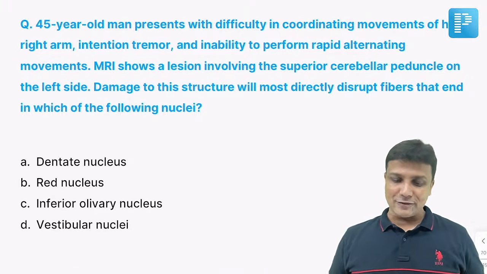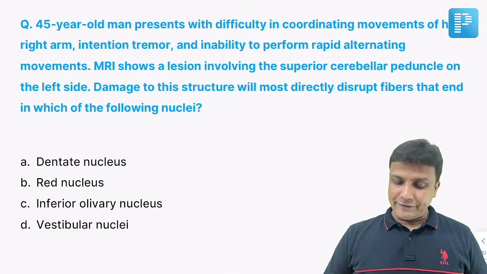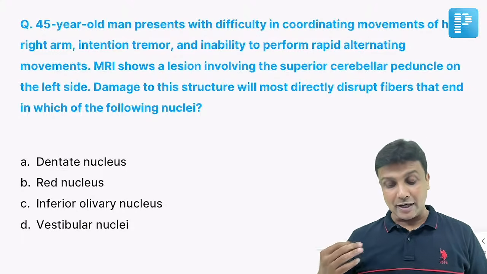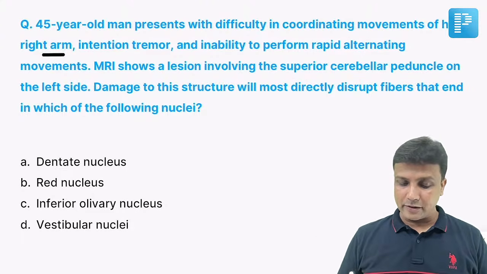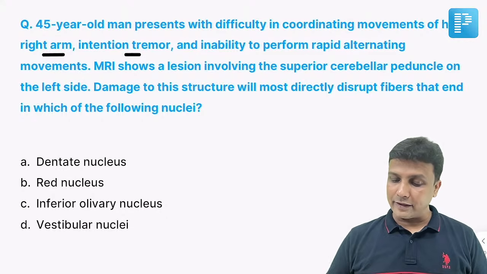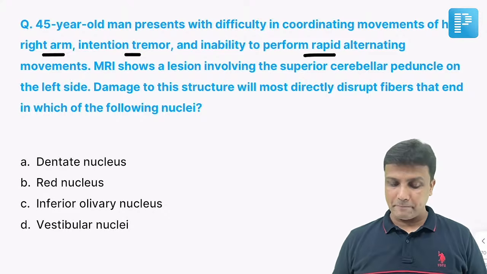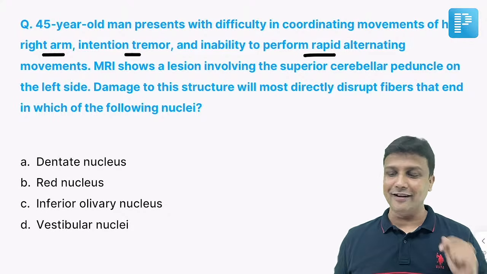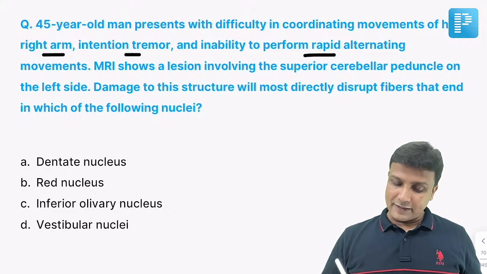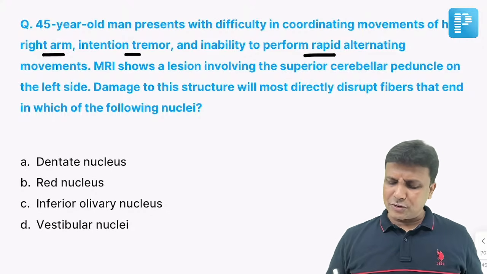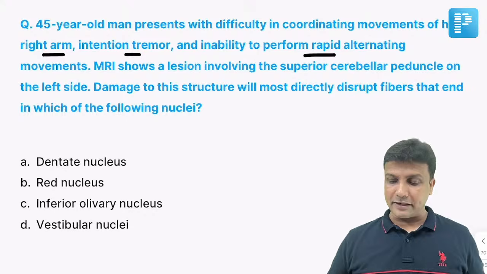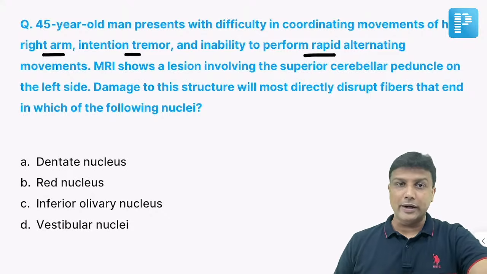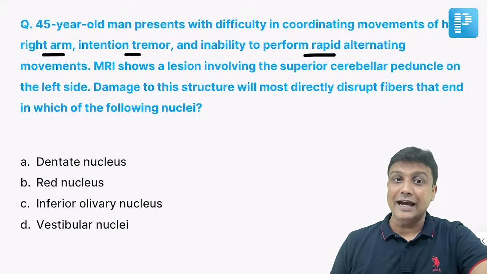Let us go to the next question right now. A 45-year-old man presents with difficulty in coordinating movements of his right arm, intention tremors, and inability to perform rapid alternating movements. MRI shows a lesion involving the superior cerebellar peduncle on the left side. Damage to this structure will most directly disrupt the fibers that end in which of the following nuclei? Is it the dentate nucleus, red nucleus, inferior olivary nucleus, or vestibular nucleus?